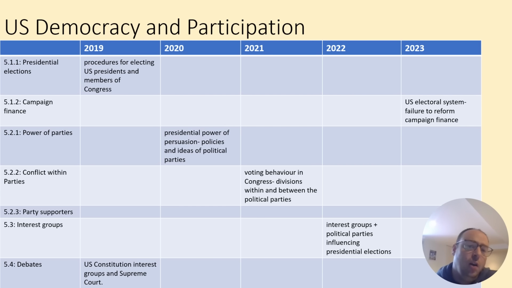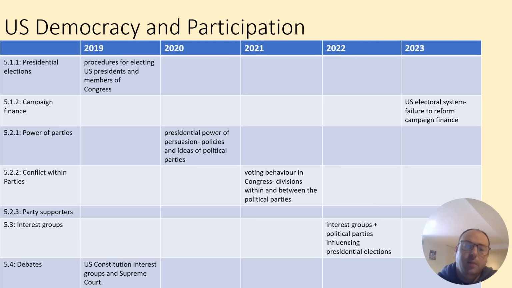So on the elections in 2019, we had a question on procedures for electing US presidents and members of Congress. So 5.1.1 is our presidential elections, so that's in there. And then there was a debate, which again you could put in 5.3, you could put in 5.4, about the impact of interest groups in the Supreme Court on the US Constitution.